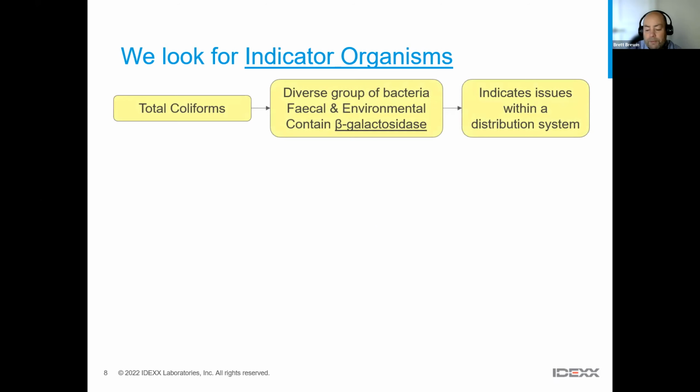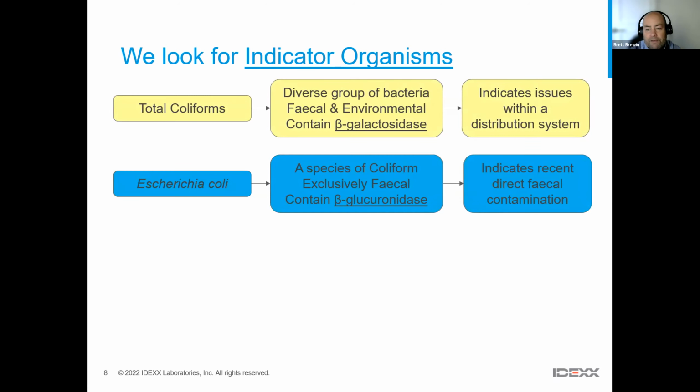Total coliforms is a primary indicator. They're a very, very diverse group of bacteria present in fecal matter or in the environment. And these typically indicate issues within a distribution system. Moving on from that, we have E. coli, which is a species of coliform, but it's almost exclusively of fecal origin. And that indicates recent direct fecal contamination of a water source.